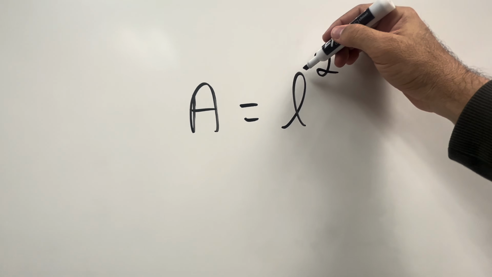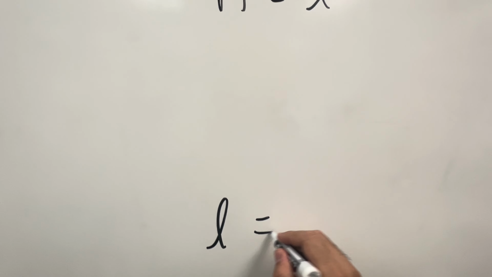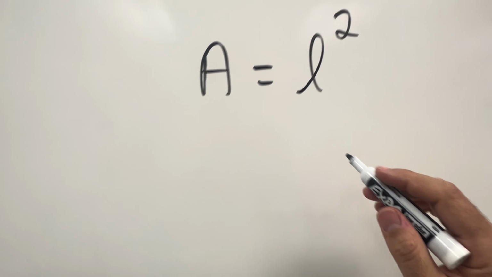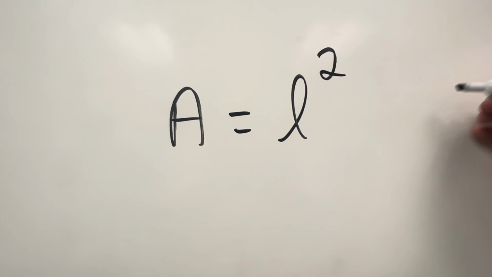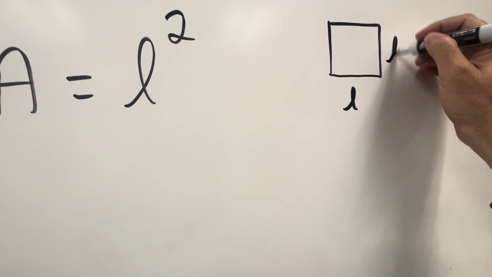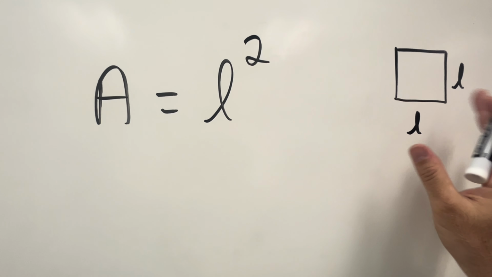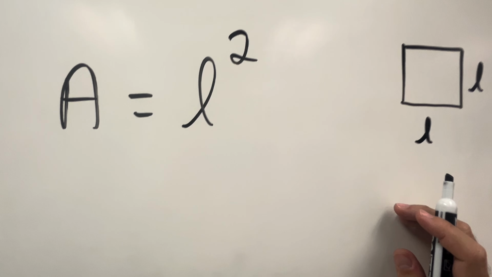So solve for L. We need to find L equals something. That's what we need to do. So this one is the formula for the area of the square. So we have a square. This is L, this is L. So the area is L times L, and because it's the same letter, we put L squared. But you don't need this, just clarification.